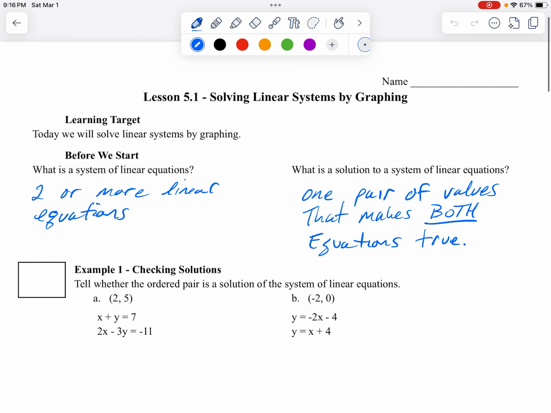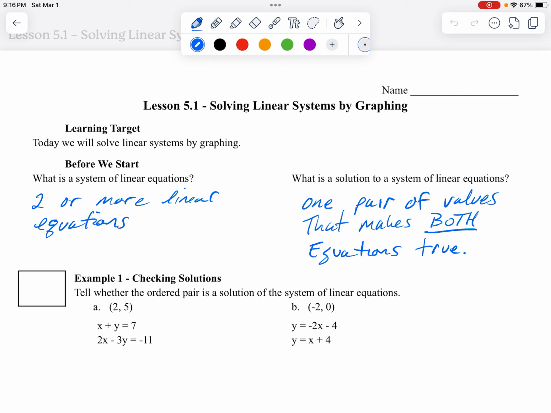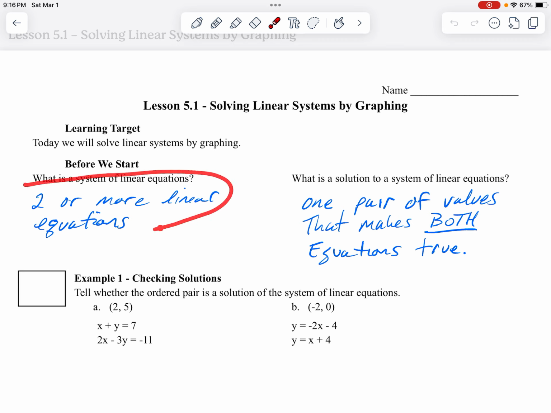This is our video for lesson 5.1, solving linear systems by graphing. So the first thing we need to think about is what is a system of linear equations? A system is just two or more linear equations. And what it means to solve a system is to find one pair of values that makes both equations true.